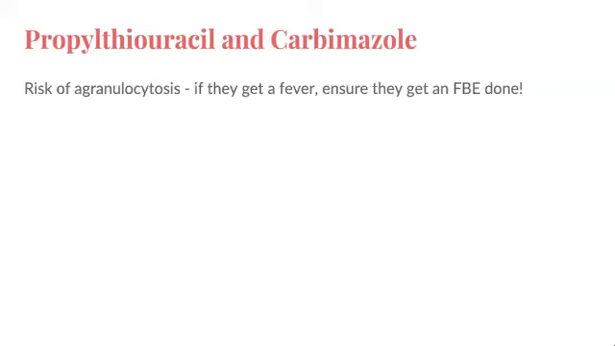For propylthiouracil and carbimazole, the main side effect that you need to know is, well, I'll let you think of it for a little bit, so you can pause if you like, but the main risk is agranulocytosis. Agranulocytosis essentially means that their granulocytes or their immune cells are low, and in that case, what you would want to do is inform them that if they do have a fever, they should get an FBE done, and that FBE is to check for their granulocytes, particularly their neutrophils.